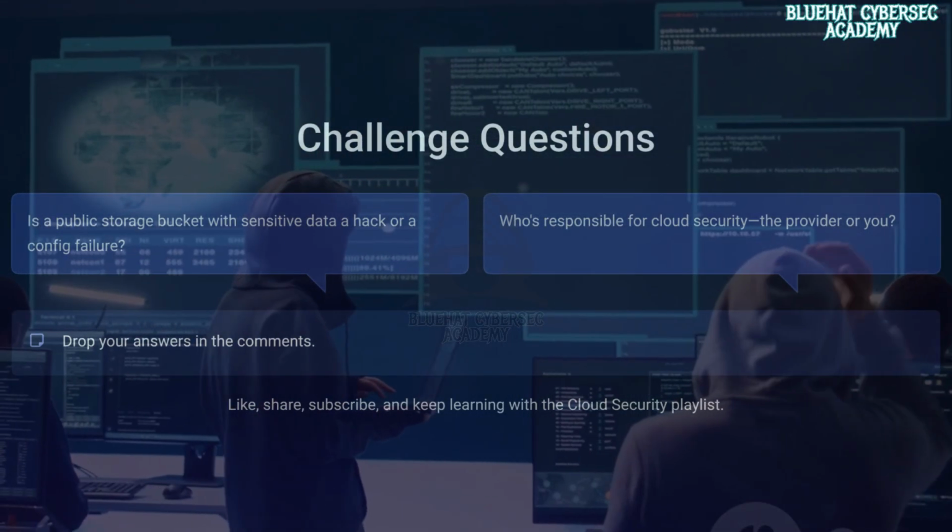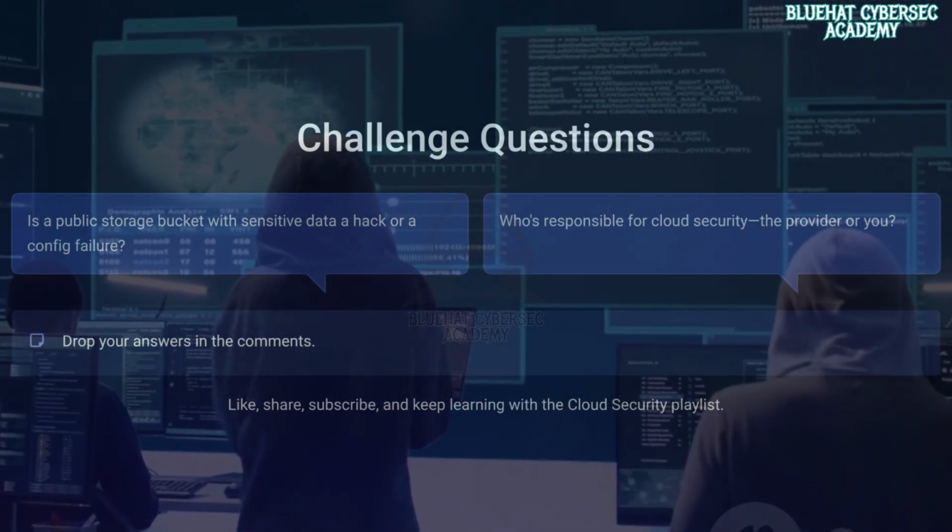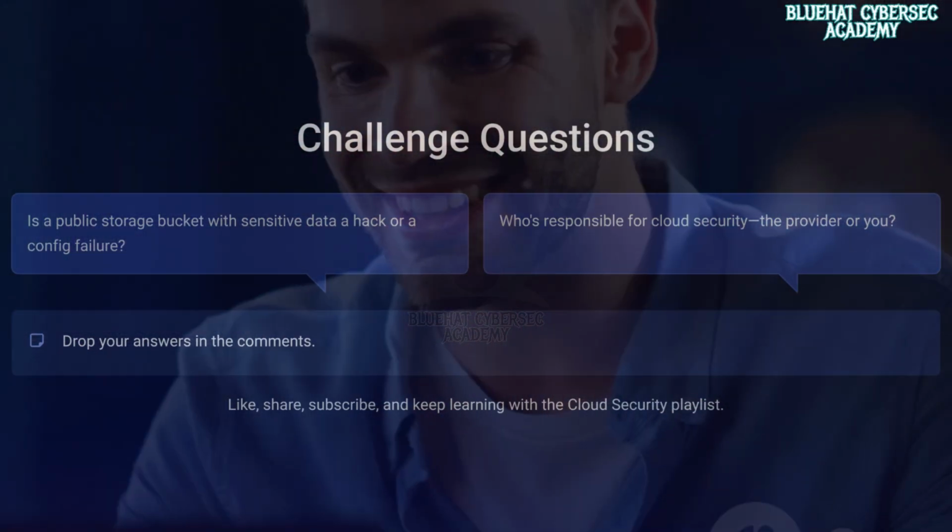Real cybersecurity isn't just about tools. It's about awareness and the decisions you make every day.